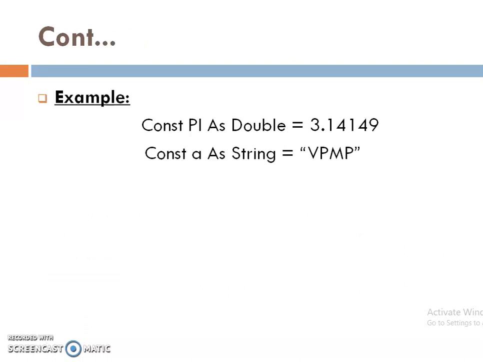An example of a constant variable is Const, then our variable name is pi, As Double data type, then give the value equal to 3.14149. Another example of a Const variable is the Const keyword, then a variable, As String data type, equals, and we write the value in double quotation marks. So this is an example of declaring a constant variable.